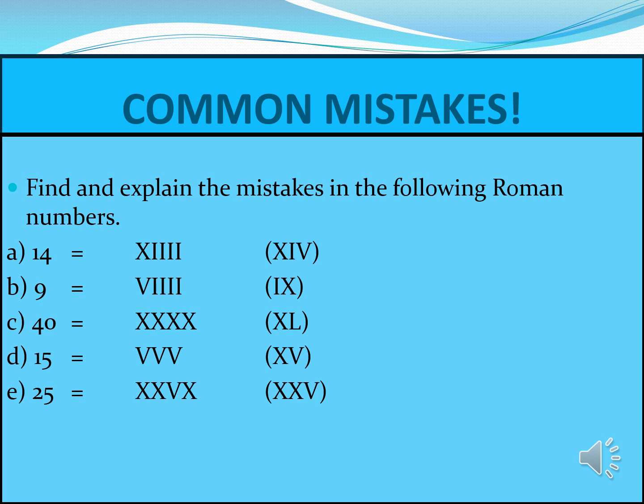Next question is 15. Here 3 V's are given. V is never repeated. So what is the correct answer for 15? XV. And last question, 25. To represent 25, what is given here? XXVX. That is wrong. We never subtracted. So what is the correct symbol for 25? XXV. All of you understood?